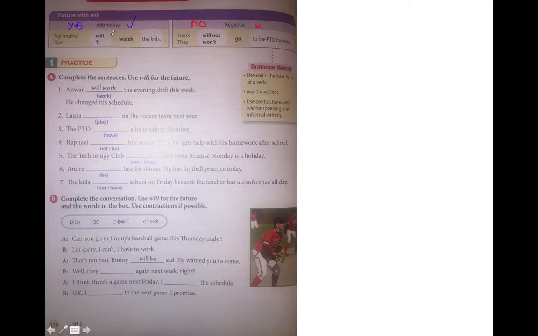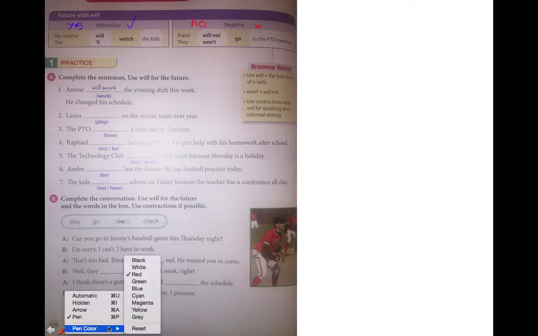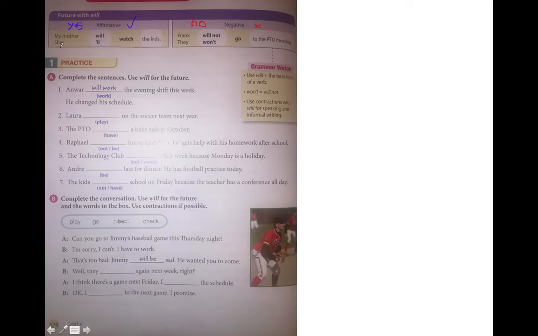My mother will watch the kids. This is future tense. My mother will watch the kids. At the bottom you have an apostrophe LL because when you have the pronoun she, instead of writing my mother, you can actually combine that with the word will by putting in apostrophe LL. And what you have when you write that together is she'll.